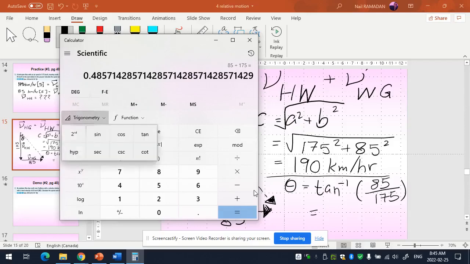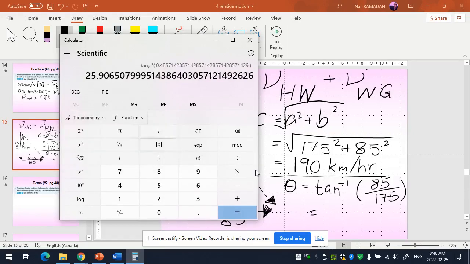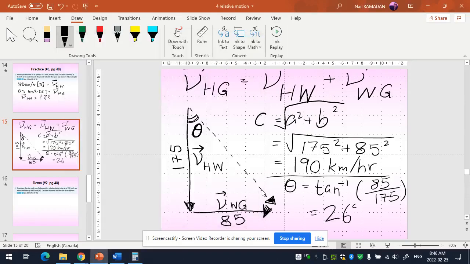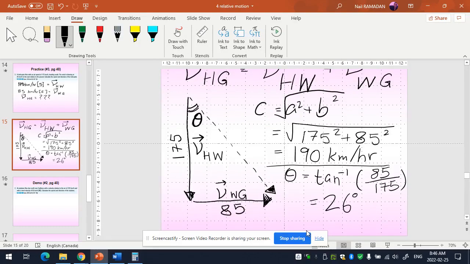What do I have to press first? Shift or second, because I'm going backwards. You have to see the -1 on top of these trigs. And which one am I going to use? Tan, because it is what it is here. Perfect. So what is this to 2 sig figs? 26. It is rounded definitely to 26 degrees. So 26 degrees. Done.